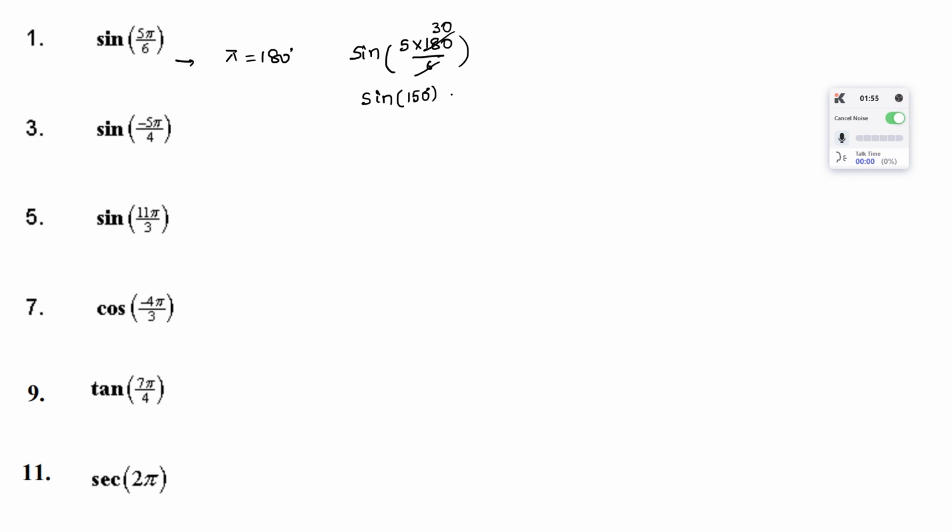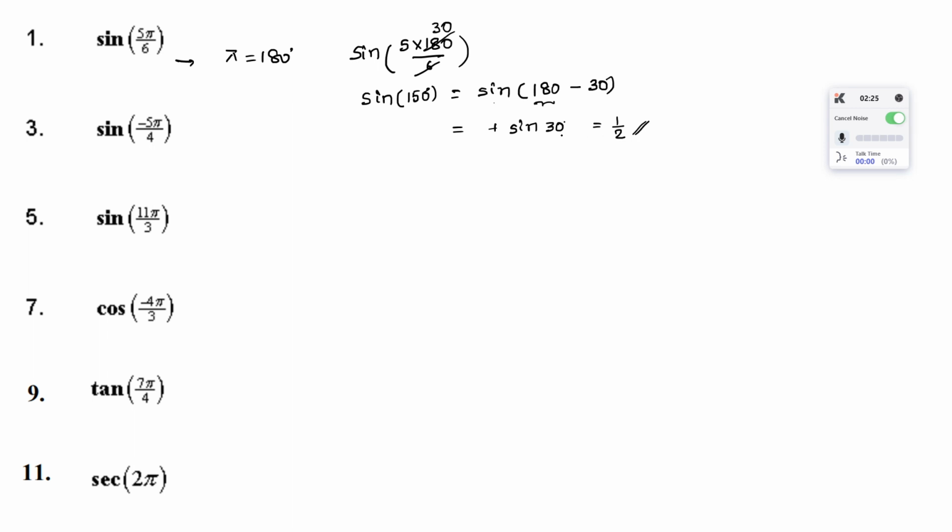So I will write sine 150 as sine of 180 minus 30. If the reference angle is 180, sine will remain sine, there will be no change, so it will become sine 30. And 180 minus 30 belongs to which quadrant? 180 minus theta belongs to second quadrant. In second quadrant, sine is positive, so the value is plus sine 30, and the answer is 1 by 2.